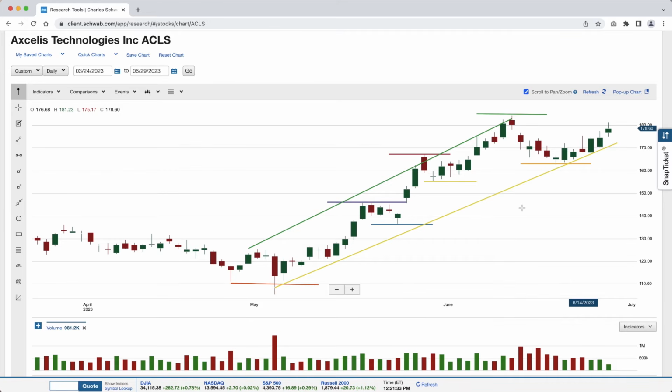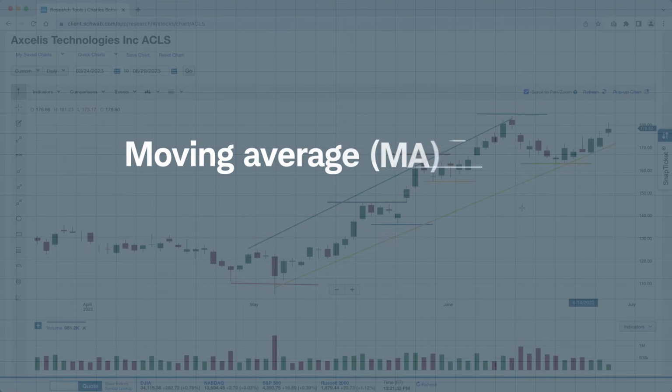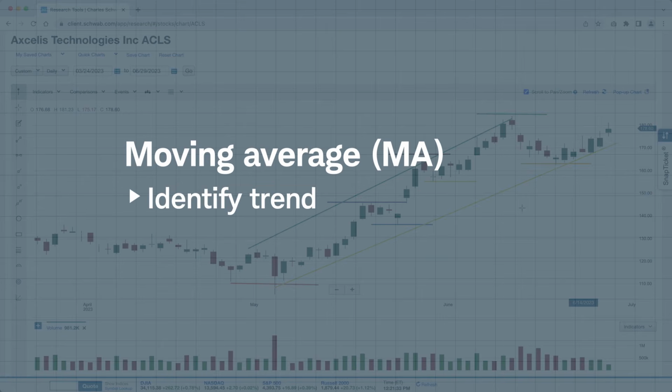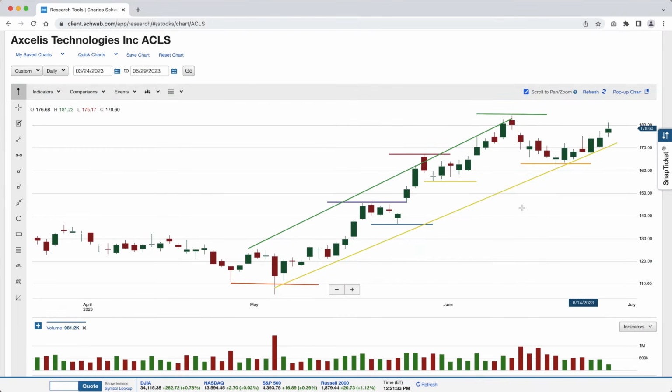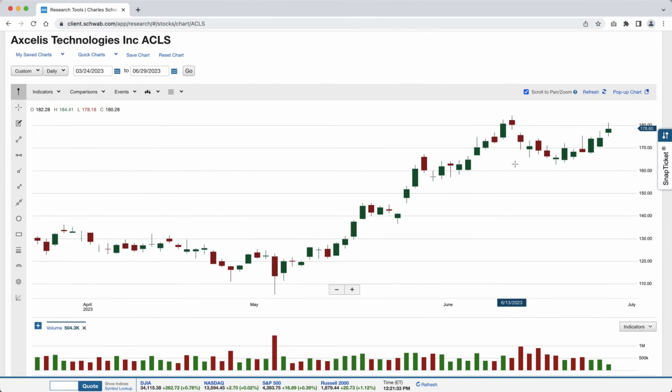But I want to give you a new tool here. Let's start to explore some of the technical indicators that are available on this chart. One tool that's commonly used by technical traders is something known as a moving average, which can be used to identify trend. It can also be used theoretically to identify areas of support and resistance. I'm going to remove these other drawings before I add the indicator to make it easier to read.